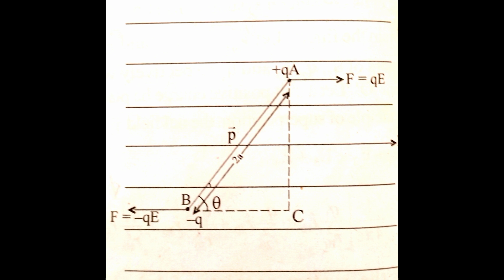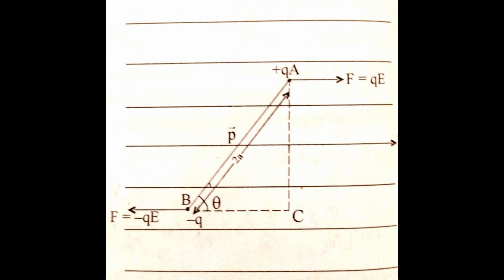Also we can see the angle theta, that is the angle that the dipole makes with the electric field. Here we can also see the directions of the forces acting on the charges plus q and minus q. Just consider the charge plus q. How is the force acting here? We have the equation for the electric field, right? E is equal to F by q. So from that, how can we find the force? F will be equal to q into E.